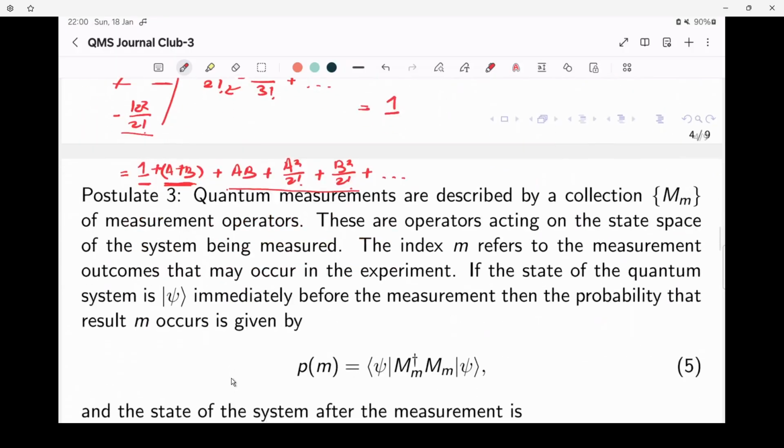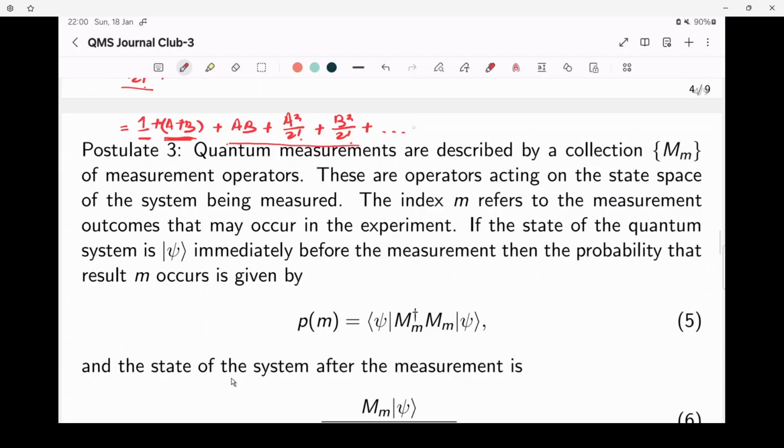So let's quickly go to postulate 3. I'm afraid we don't have much time left. The third postulate is to describe what is quantum measurements. Basically, they are defined by the measurement operators, and these measurement operators act on your state space to give you some certain outcomes after you perform the measurements. This has to be a Hermitian operator. The reason being your Hermitian operators will give you the real eigenvalues, and those are the numbers that you can measure.